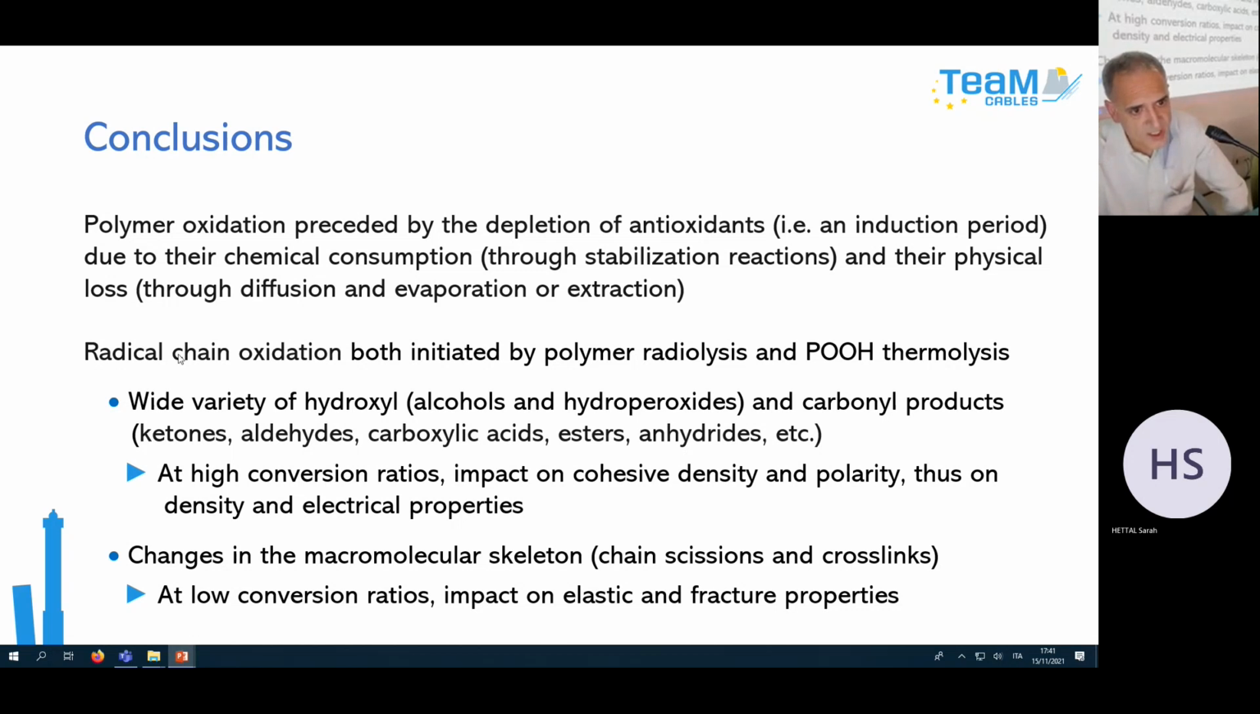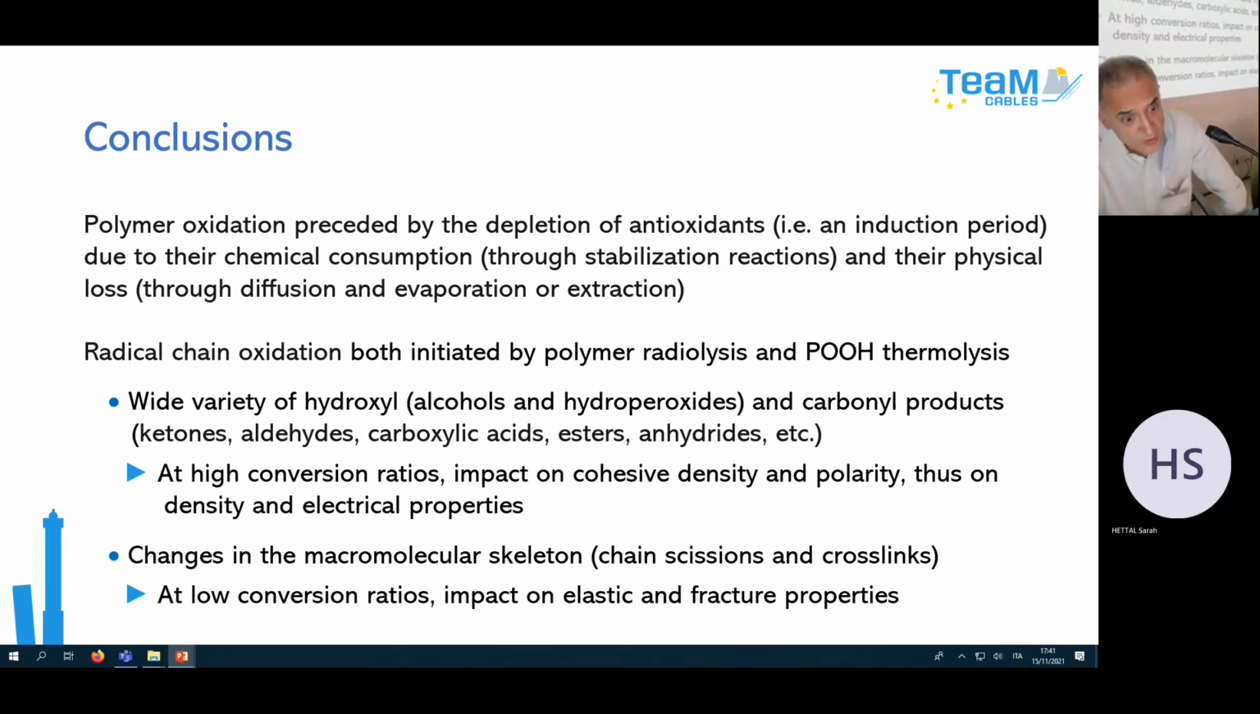So the radical chain oxidation is initiated by the polymer radiolysis and the polymer hydroperoxide thermolysis. It leads to the formation of a wide variety of hydroxyl and carbonyl products. The formation of all these products leads, at high conversion ratio, to modification of the cohesive density and polarity of the polymer, which has direct consequences on the polymer density and the electrical properties.